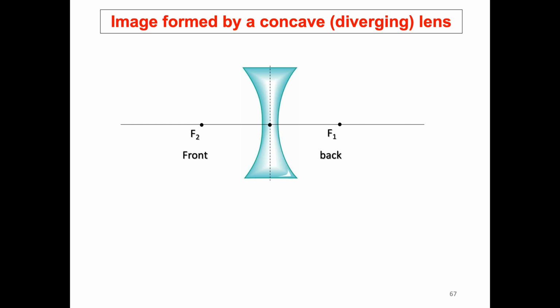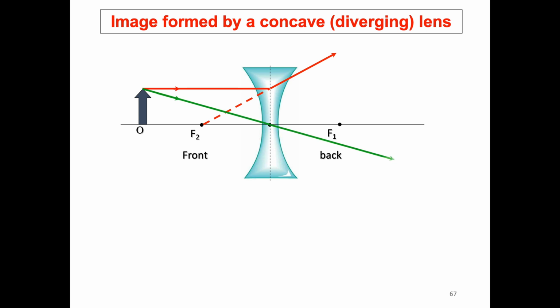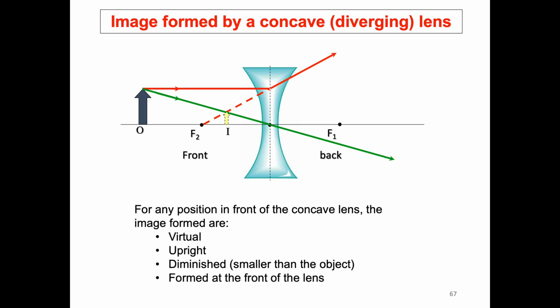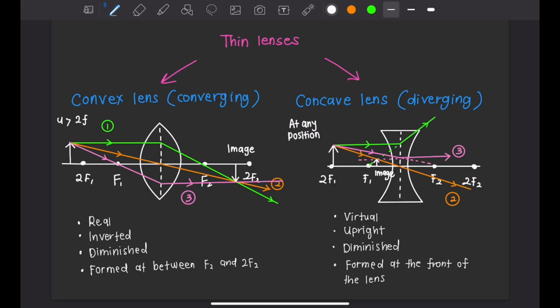So for diverging lens, we only have one case, because at any position of the object you will produce the same image. So let's say our object here, the first ray goes straight and it will diverge at f2 as our reference, and the second ray goes straight to the center of the lens, and the intersecting rays are our image. And the characteristic, it was virtual, upright, diminished, and it was formed at the front of the lens. So that's all for sketching.